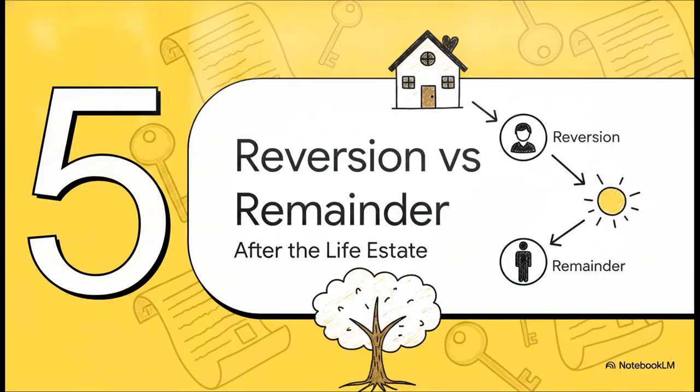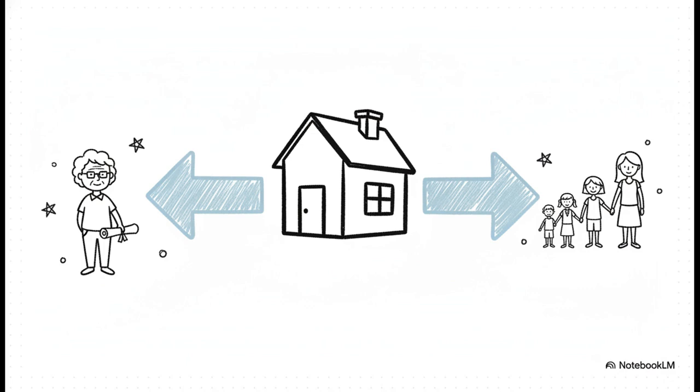Section 5. Reversion versus remainder. After the life estate, but that begs a very obvious question, doesn't it? What actually happens to the property the absolute second the life tenant passes away? And this brilliantly illustrates our 2 possible outcomes. First, we have a reversion estate. Think of the word reverse. It goes backward. Ownership returns straight to the original grantor who created the life estate.